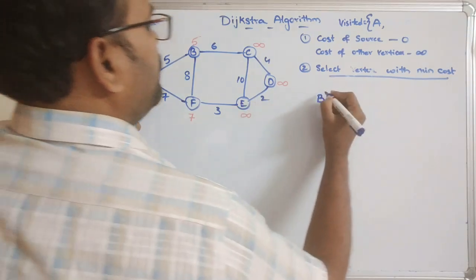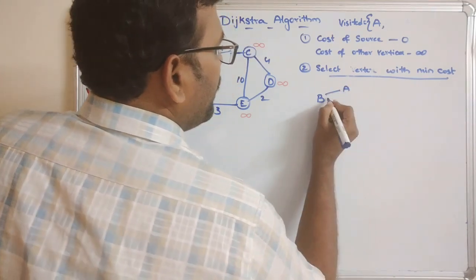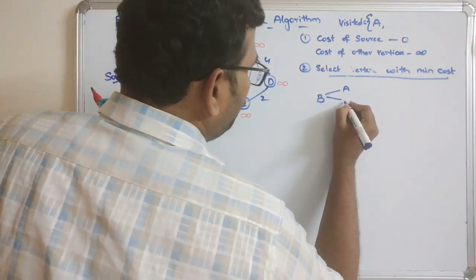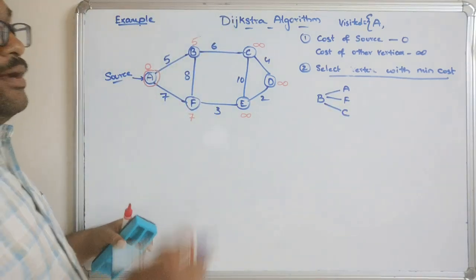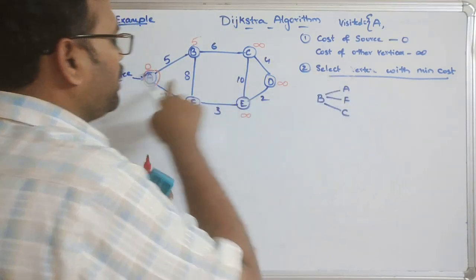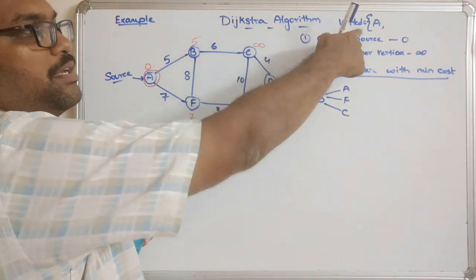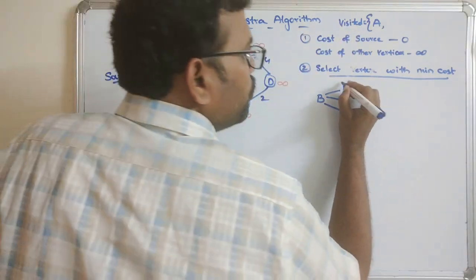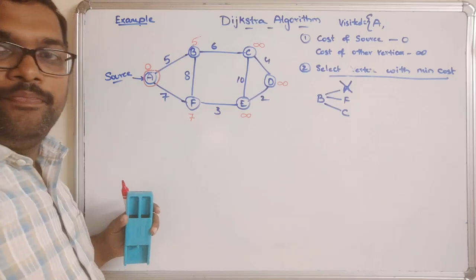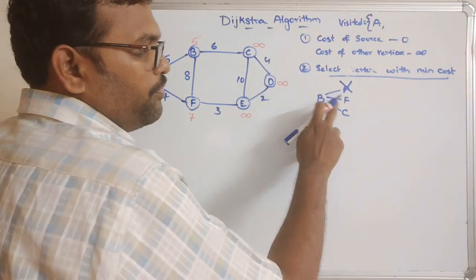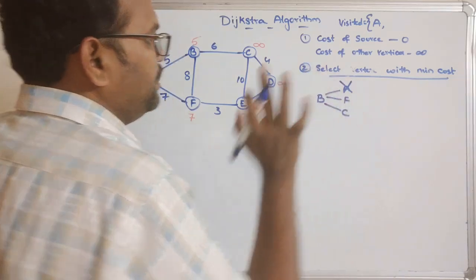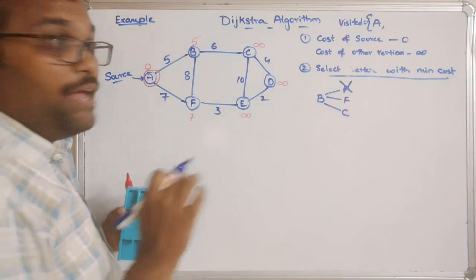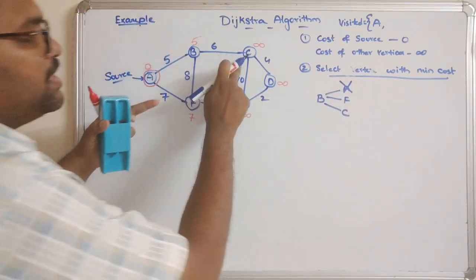Now find out the neighbors. What are the neighbors? One is A, another is F, another is C. You can observe A is already visited, so you need not bother about A. We need to find the cost of the unvisited neighbors, F and C.